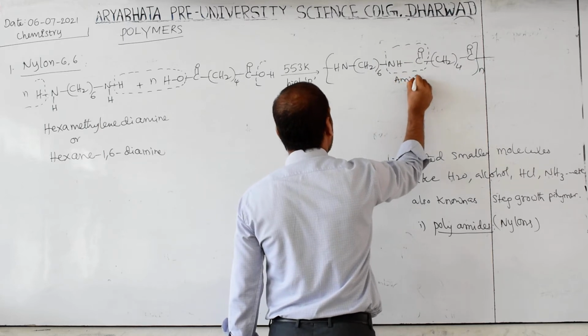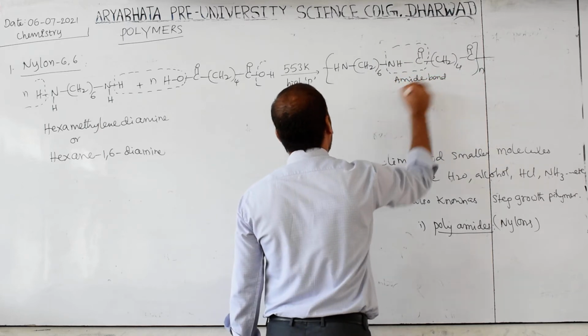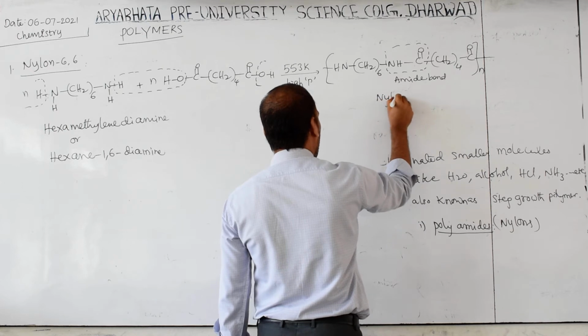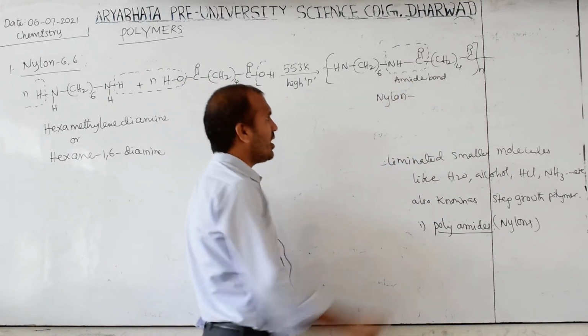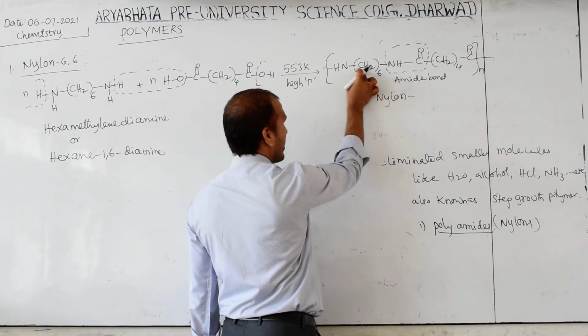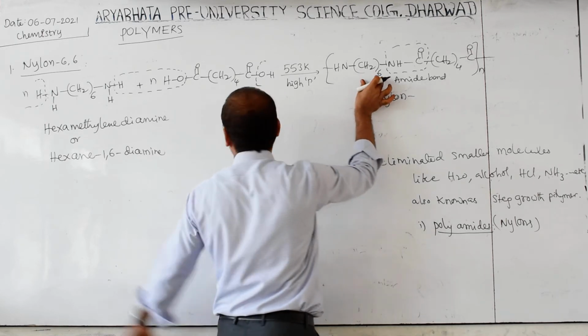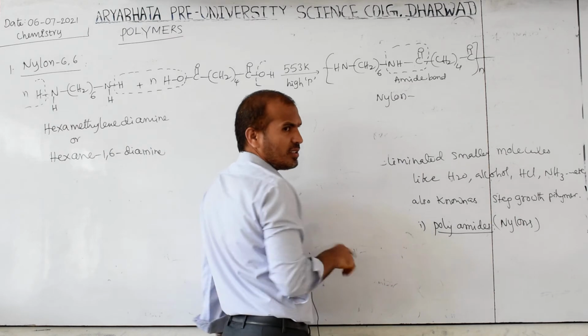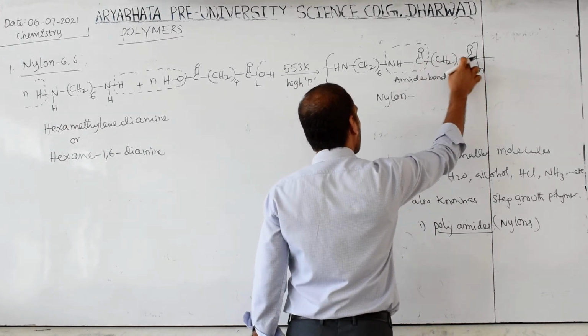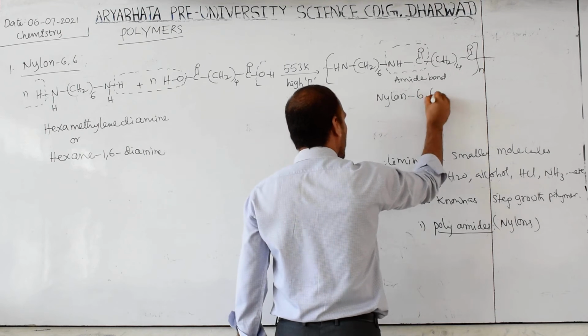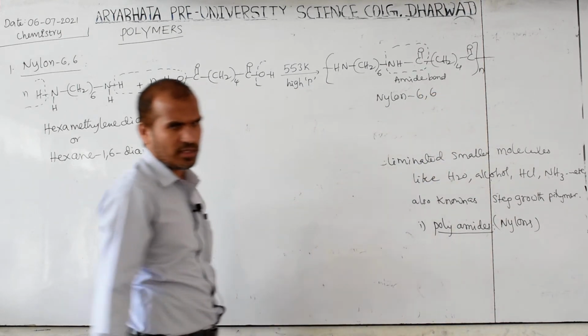What do you call this? Amide bond. Amide bond is there, so what do you call that? Nylon. How many carbons are there here? 6 carbons are there, present in this first monomer. The second monomer also has how many carbons? 4, 5, 6. Therefore 6, 6 is nylon 6,6.